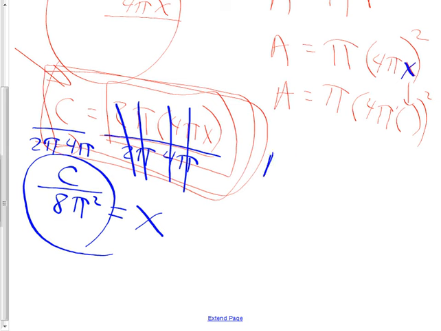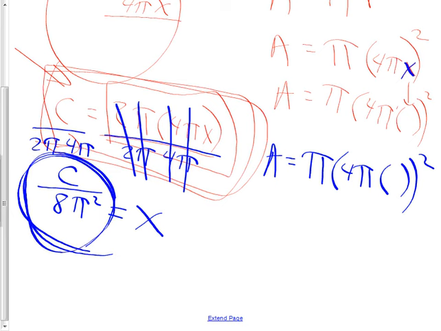So final answer, area equals pi times 4 pi times something, and the whole thing is squared. And the little something I got to put in there is this guy right here. That's going to go over in there. And it's going to be c over 8 pi squared. All right, another tough one.